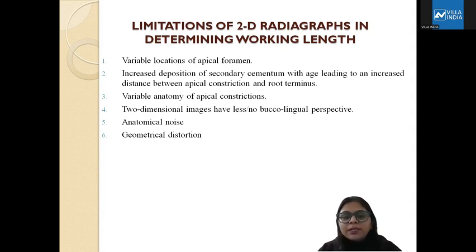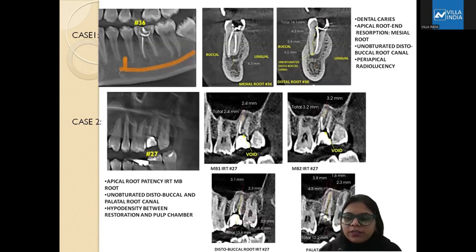The next one is the anatomical noise, that is the overlapping of anatomical structures like the zygomatic arch. Especially this problem arises with the maxillary molars. And the last one is the geometrical distortion, that is the elongation and foreshortening of the images in the two-dimensional radiographs.